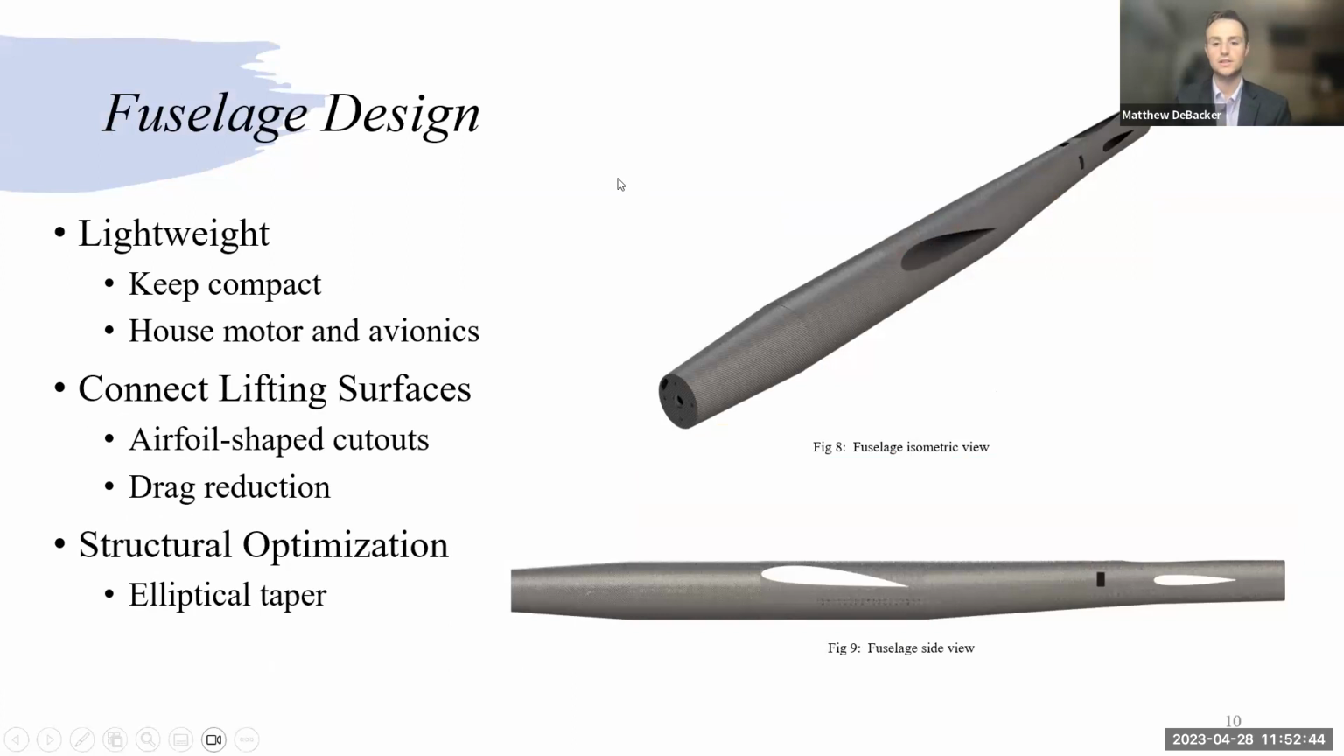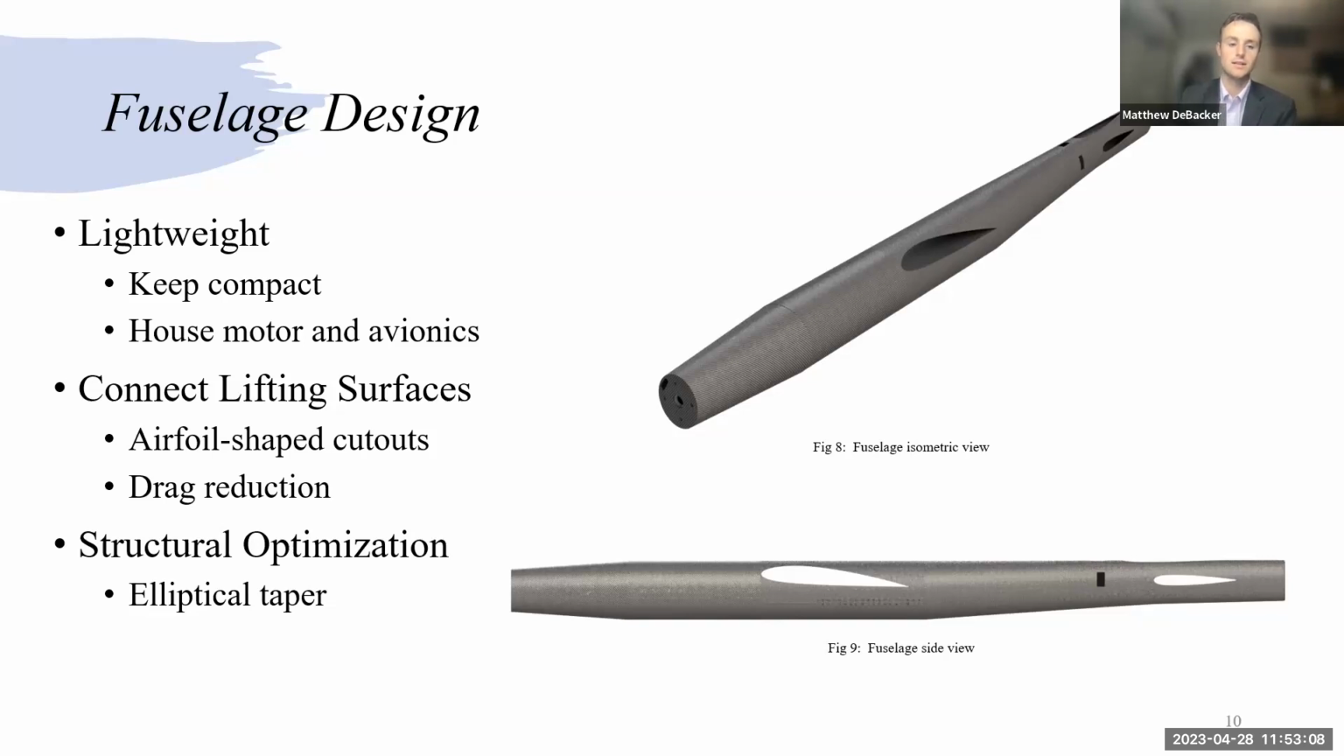For the fuselage design, the main design point was to keep the fuselage as light and compact as possible. With the project requirements not specifying a payload, the fuselage only needed to mount the motor and hold the other avionics. Hence, the maximum diameter of the fuselage was less than 4 inches. The main purpose of the fuselage is to connect to the lifting surfaces.